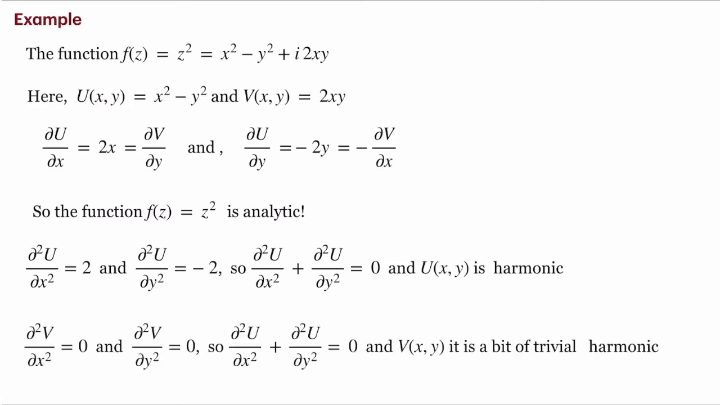In the same way, let's look at v. Del square v by del x square is equal to 0 and del square v by del y square is equal to 0. So this trivially satisfies the harmonic condition. Nevertheless, it is a harmonic function. So both u and v are harmonic for the function which is analytic.